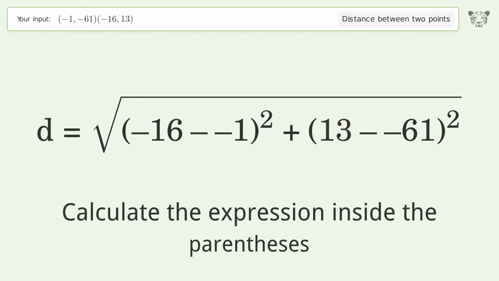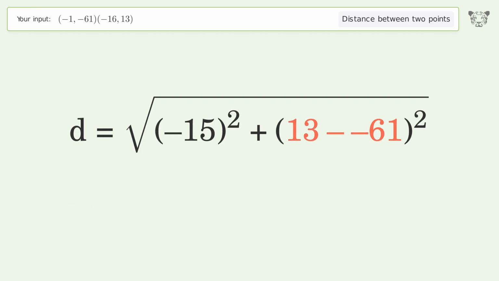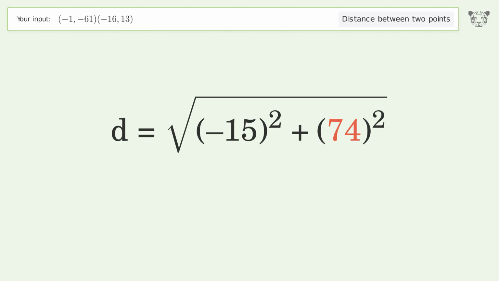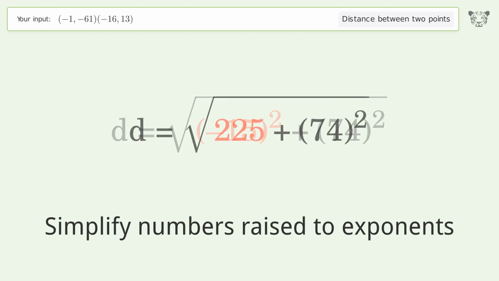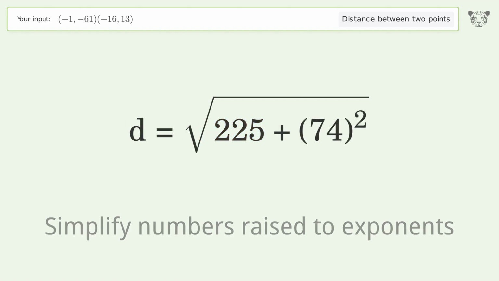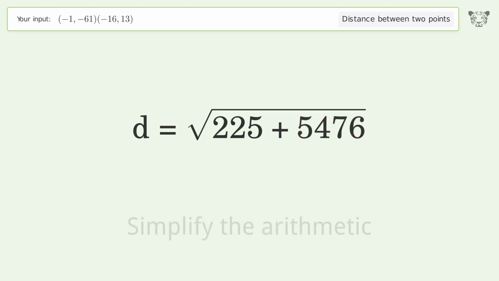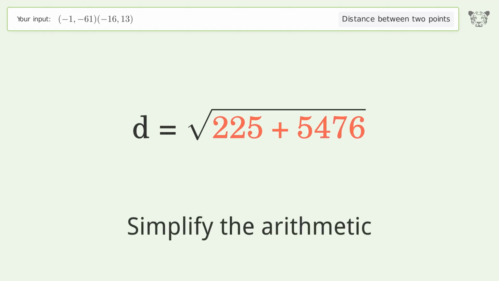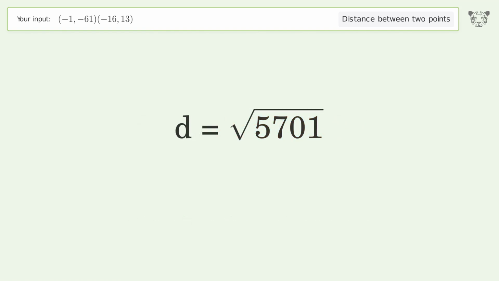Calculate the expression inside the parentheses. Simplify numbers raised to exponents. Simplify the arithmetic. And so the distance between the 2 points is the square root of 5701, or 75.505.